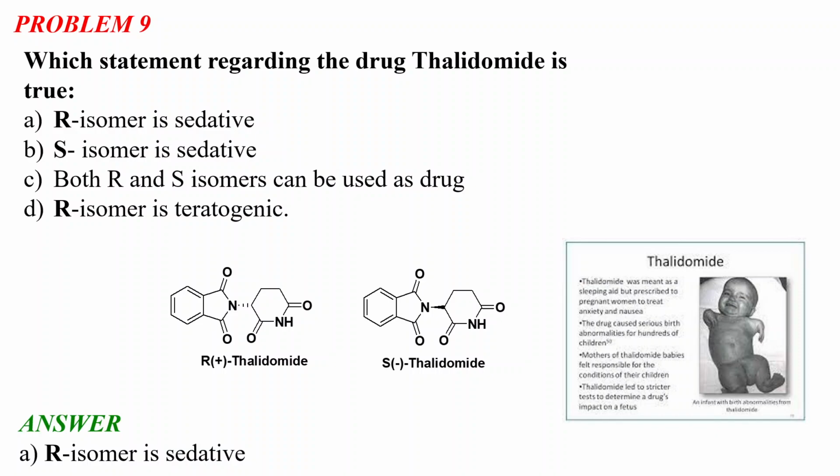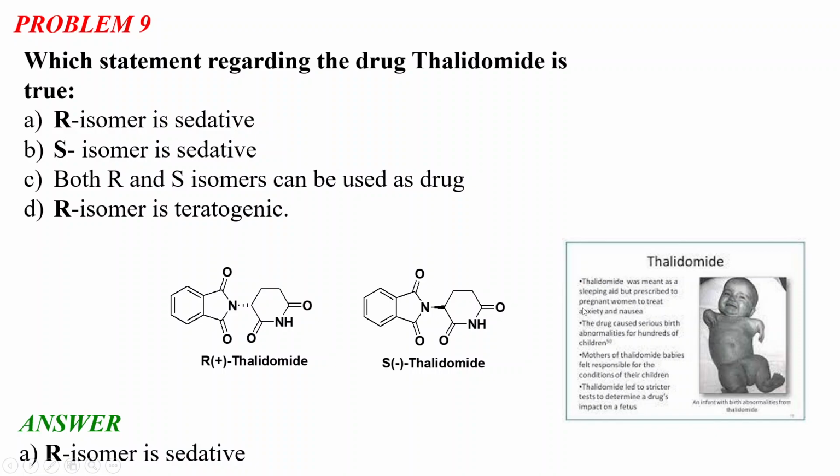But because of this R and S difference, the whole nature of the molecule, the effect it has, is completely different. The R isomer is a sedative, which is what the drug was meant to be. But the S isomer is teratogenic. Teratogenic means it will produce a defective response. Because it was given to mothers who had a fetus, the S isomer had this teratogenic effect on the fetus, and as you can see, there were birth abnormalities.